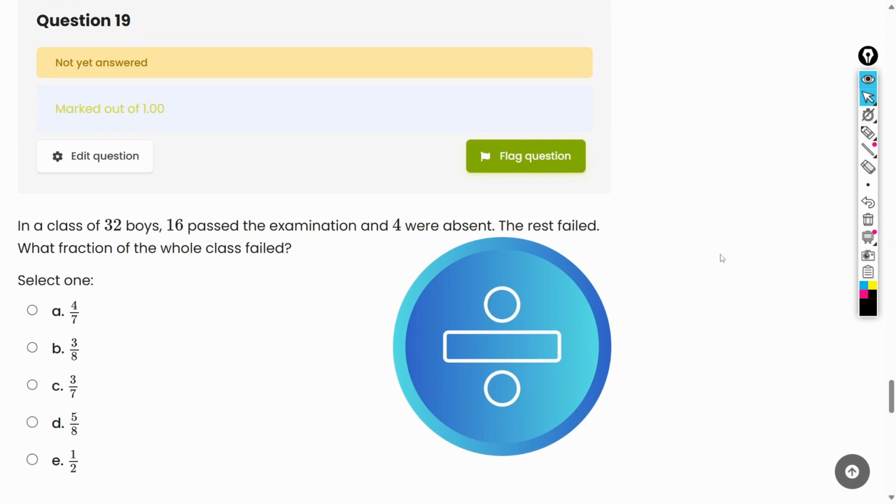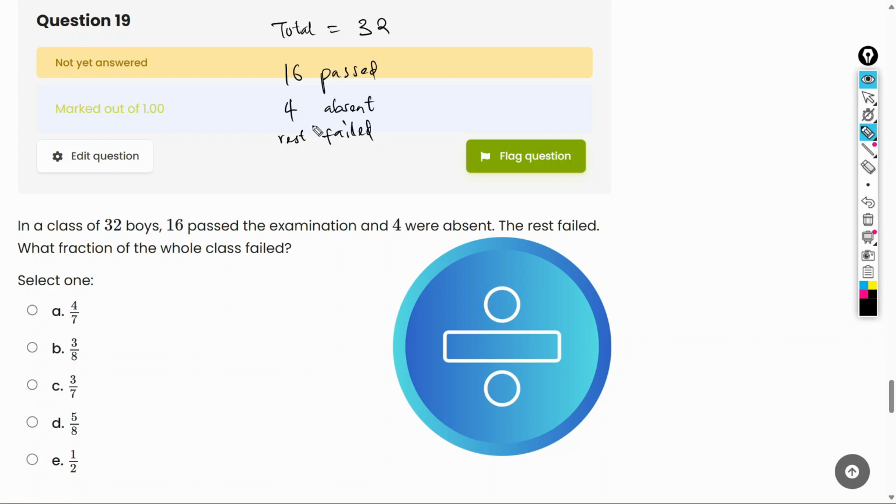In a class of 32 boys, 16 passed the examination and 4 were absent. The rest failed. What fraction of the whole class failed? Find the fraction of the class that failed. First, let's find the number of people that failed. So there are 32. Total is 32. Then 16 passed. 4 were absent. The rest failed.